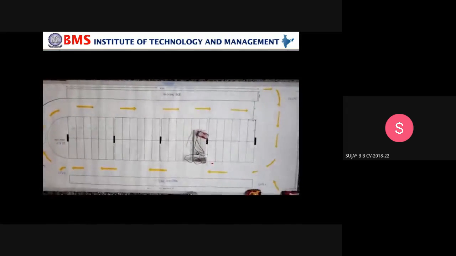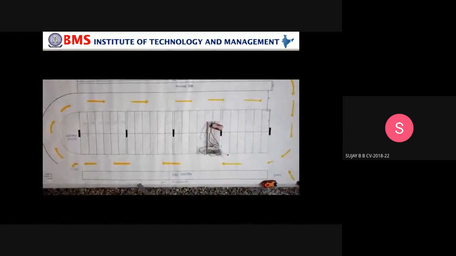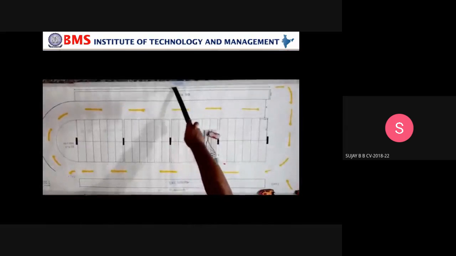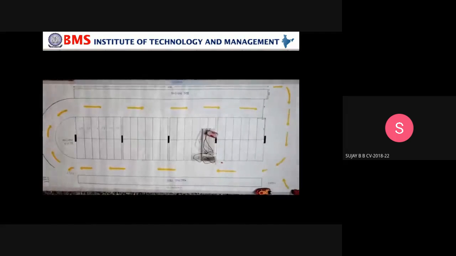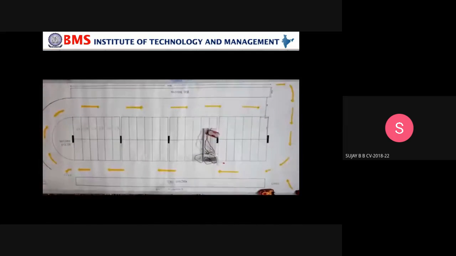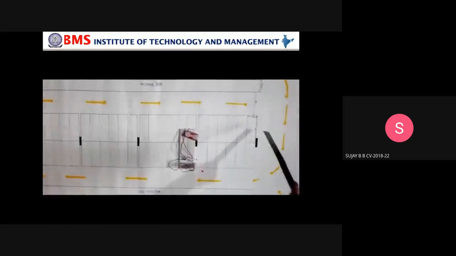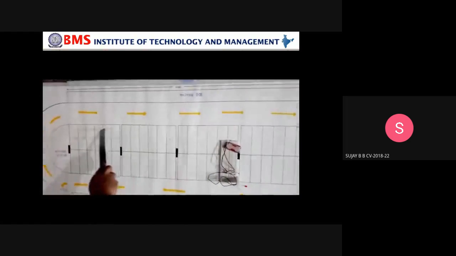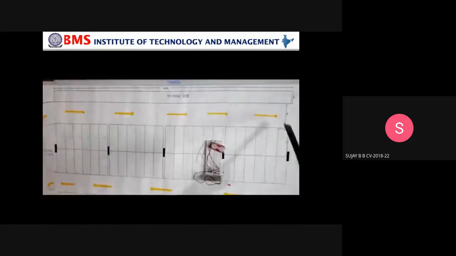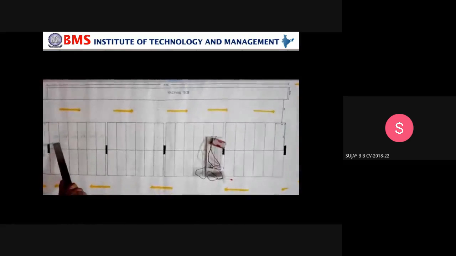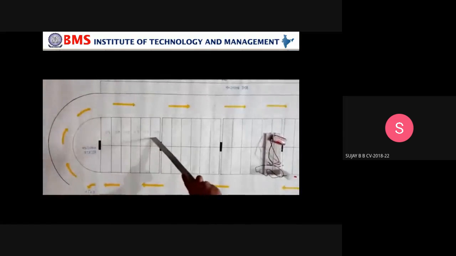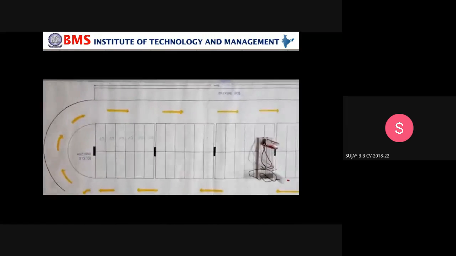This is a parking lot wherein there are 48 car parking slots at the center, out of which 6 slots are reserved for electric vehicle charging. These are the bike parking slots. They can accommodate 90 bikes. And this is the bicycle parking slot.